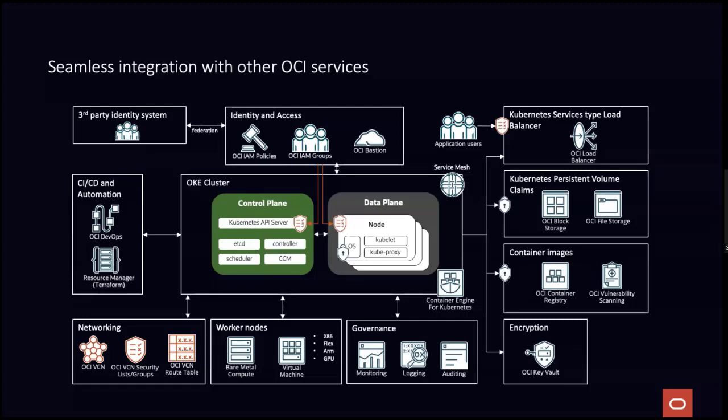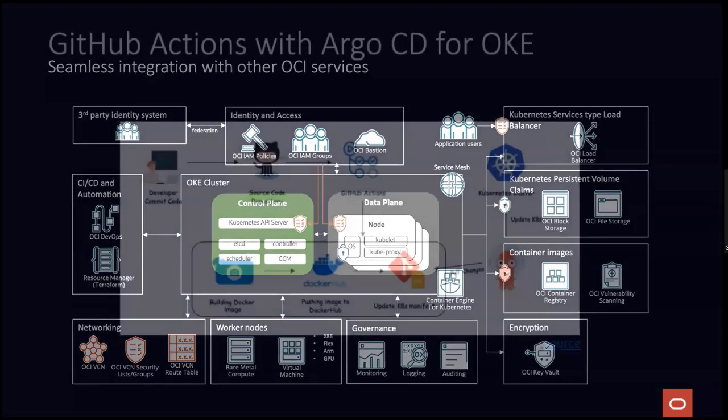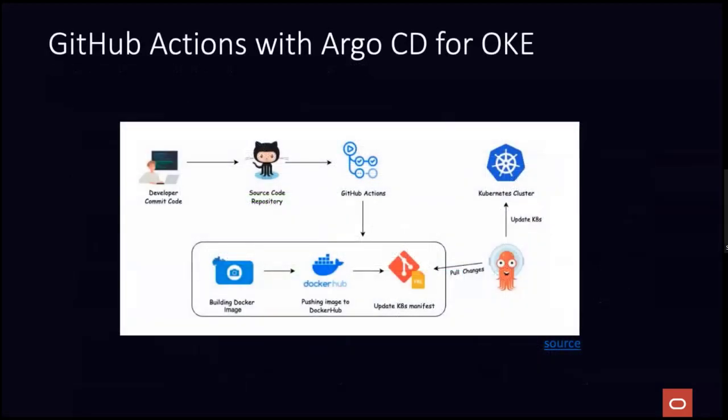And for the network, we can configure load balancers and persistent volumes, and also integrate our container images. So these are mostly the cloud native technologies we can use with OKE. Today I'm going to give a simple demo of how GitHub Actions works with Argo CD for OKE.